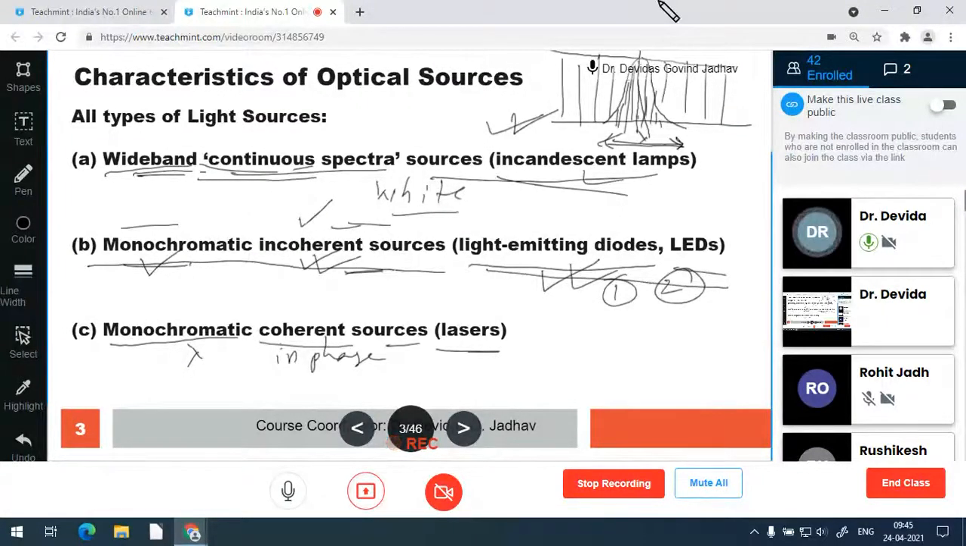Monochromatic but incoherent, they are not coherent. Monochromatic as well as coherent. Monochromatic and coherent sources are lasers. Okay, so this is the difference between laser and LED. LED is only monochromatic, not coherent, but laser is monochromatic as well as coherent.